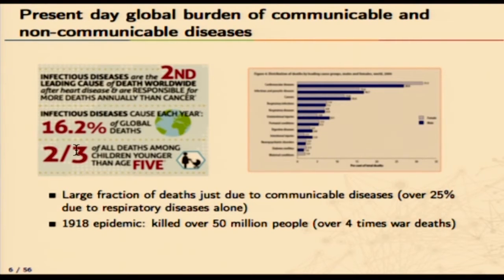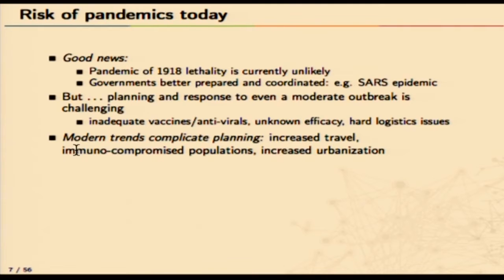And what is the disease burden today? So infectious diseases are still the second largest cause of death, even though there have been so many advances in medicine and public health. Of them, respiratory diseases account for a quarter of those. Yeah, so this is the 1918 pandemic, which I mentioned.